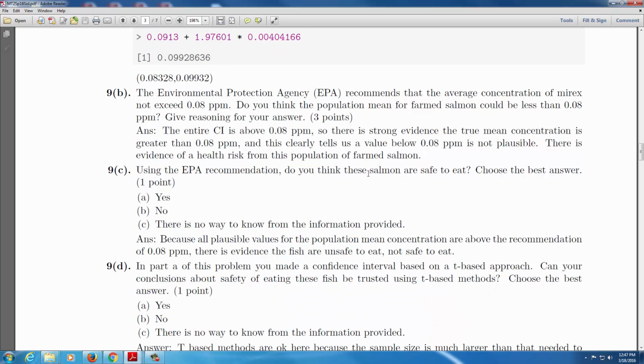9C, do you think the salmon are safe to eat? The recommendation is 0.08 ppm or below, and because we have clear evidence that the typical concentration is higher than 0.08, we actually have evidence that they are unsafe to eat. So the right answer here, are they safe? You should definitely say that they are not safe to eat. So that would be B. No is the right answer.